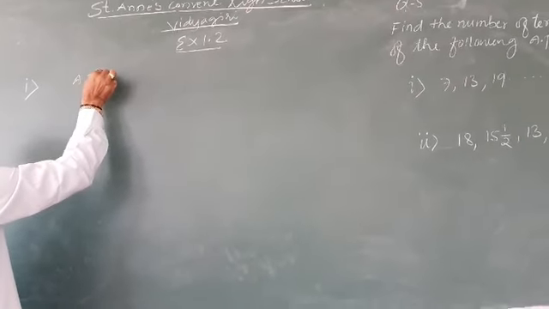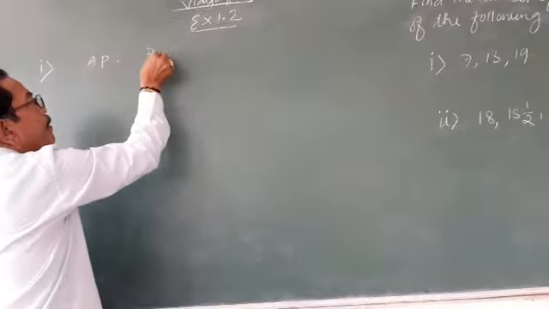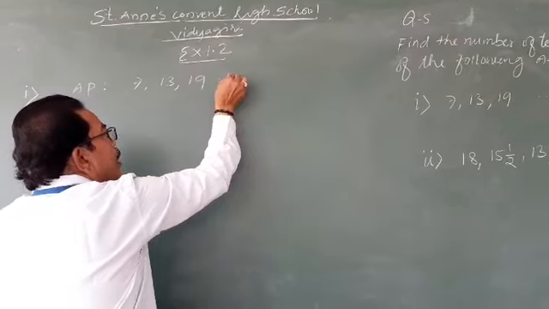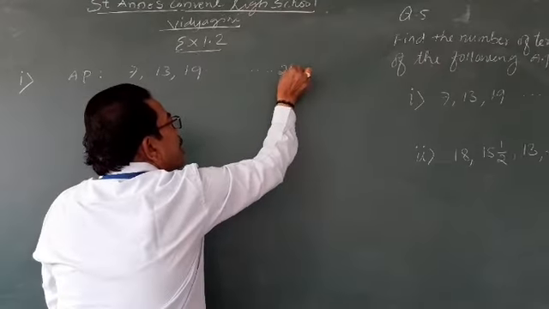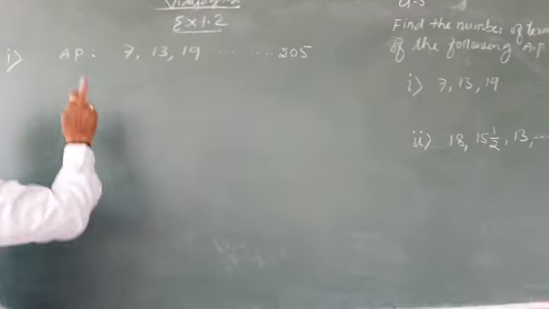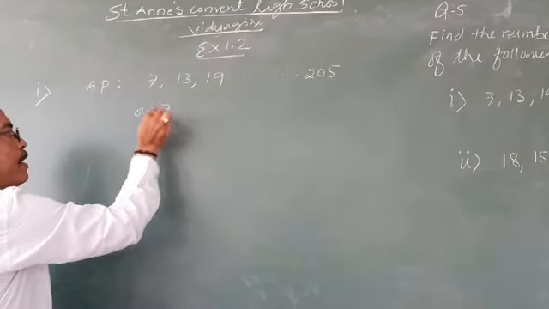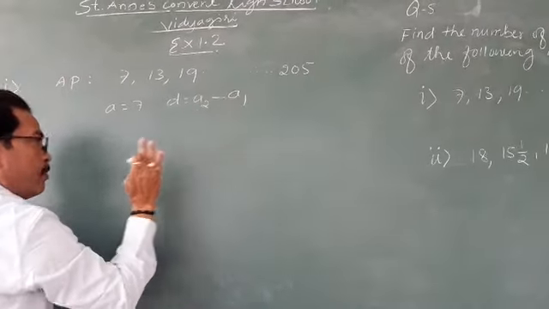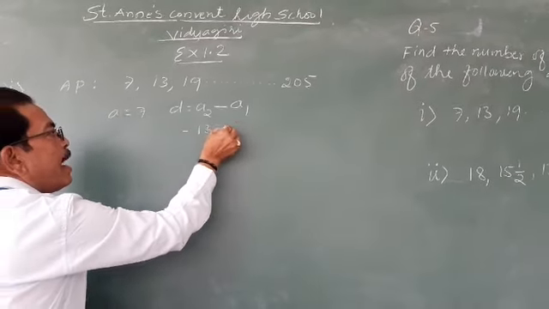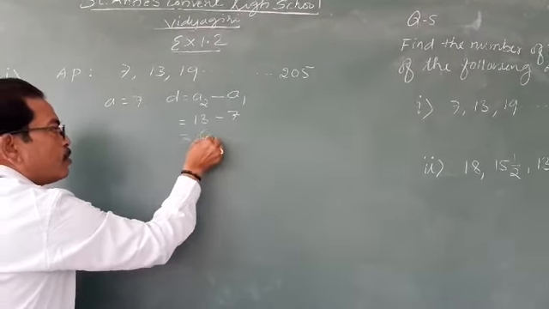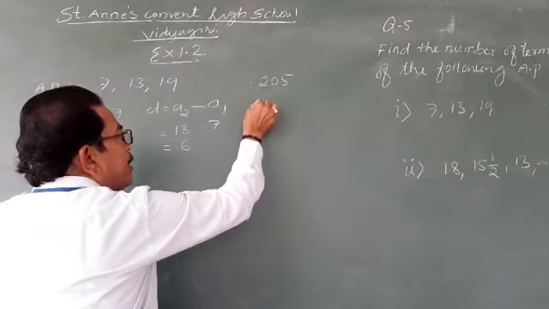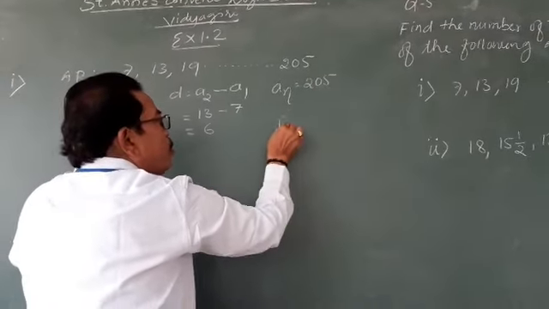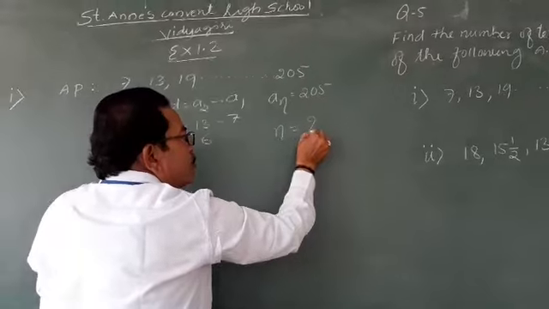AP 7, 13, 19, continuation up to 205. See, here a equals 7, then d equals a2 minus a1, that is 13 minus 7, which equals 6. Then a(n), the last term, is given, a(n) equals 205. What we have to find? The number of terms, n equals question mark.